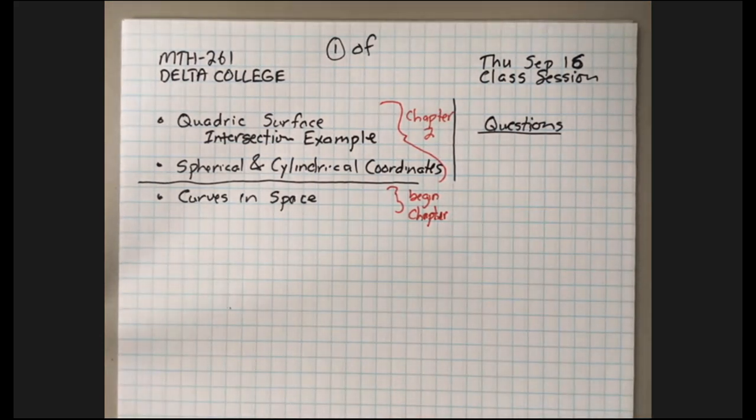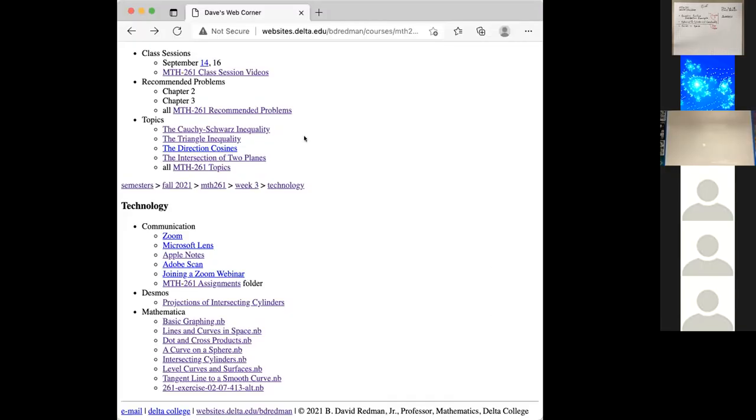Okay, so here we go. I want to take you to the website and I want to point out a couple of things to you. And then I think we'll do an example of quadratic surfaces intersecting in Mathematica. So I'm going to share a website with you right now as I can find it.